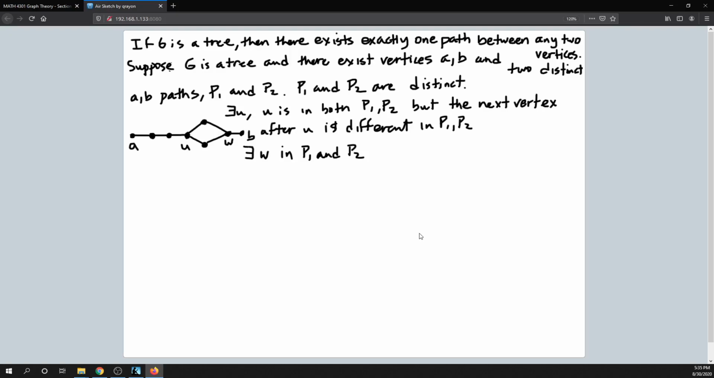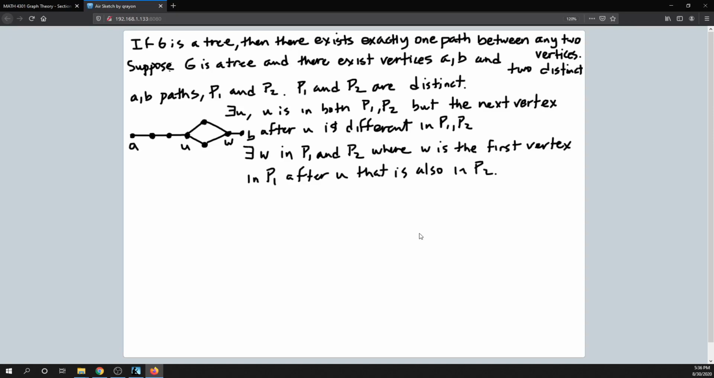So there is a W in P1 and P2, where W is the first vertex in P1 after U that is also in P2.